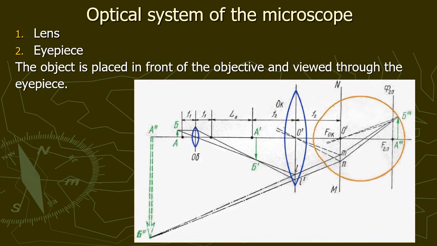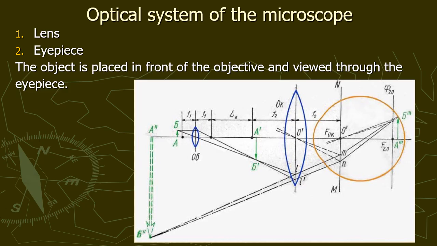Therefore, it was proposed to use a system of two lenses, an objective and an eyepiece. The object that we are considering will be located in front of the objective beyond the focal length. Rays propagate from the object and are refracted in the objective. And then an image is formed, using the objective, beyond the double focal length.